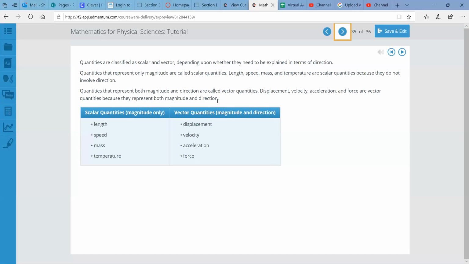And lastly, quantities are classified as scalar and vector. Scalar describes magnitude. Length, speed, mass, temperature are scalar because they don't tell you the direction. And you don't need the direction for any of that. But if there's magnitude plus a direction, that's a vector. Displacement, velocity, acceleration, and force are examples of that. Magnitude only, scalar; magnitude and direction, vector. All right.